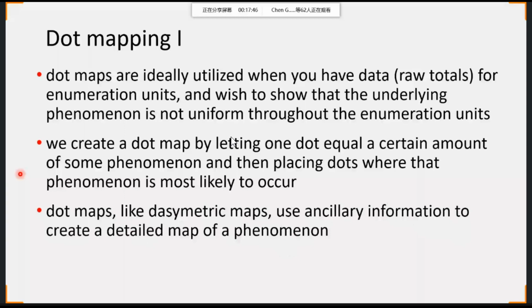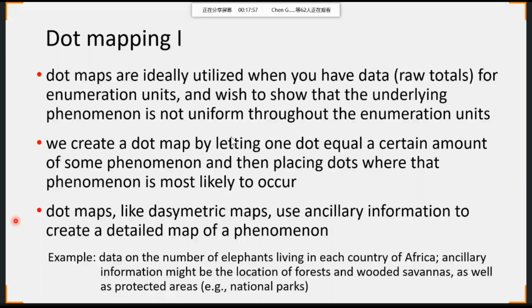Dot maps, like densitometric maps, use ancillary information to create a detailed map of a phenomenon. An example: data on the number of elephants living in each country of Africa. Ancillary information might be the location of forests and wooded savannas, as well as protected areas, for example national parks, because it's more likely that elephants are in these areas. So we need boundaries of these areas, and then we can concentrate the dots in these areas.